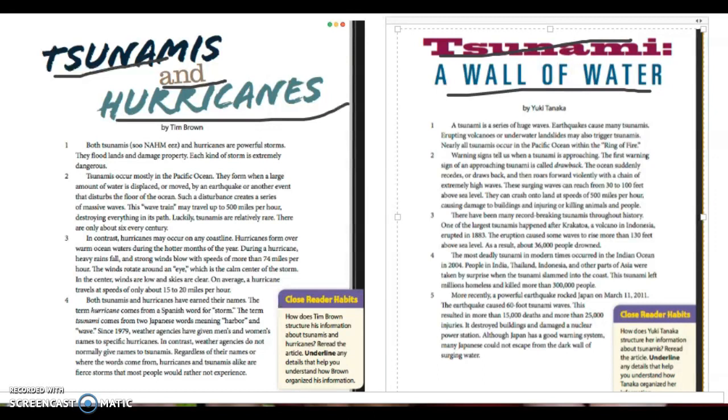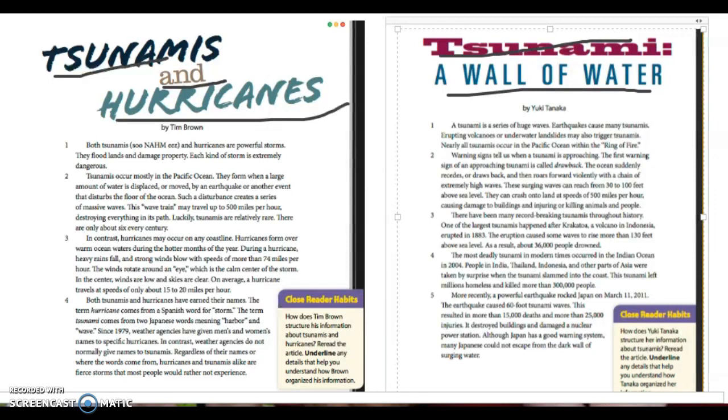The next part of Unravel is predicting the passage. I see the passage has the words tsunami and hurricanes, and the other one says Tsunami, Wall of Water. I think that we're going to be learning about different types of storm systems and how storm systems affect the earth and water around it.